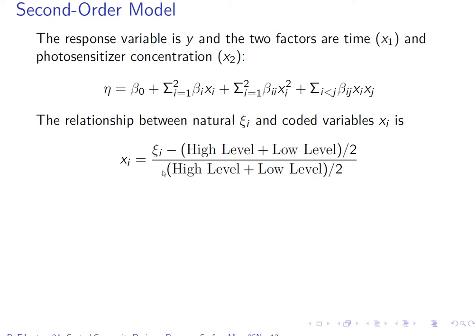Here is the relationship between the extrinsic and intrinsic coordinate systems. These are the intrinsic variables. This is the extrinsic variable. So Ci is the natural coordinates. High level and low level are the dynamic range of that particular variable.